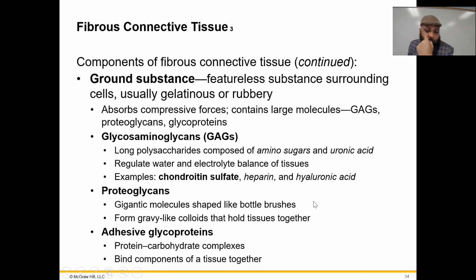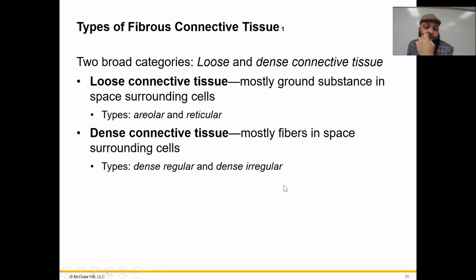So there are adhesive glycoproteins. The adhesive glycoproteins are protein carbohydrate complexes. They bind the components of a tissue together. There are two broad categories: loose and dense connective tissue.